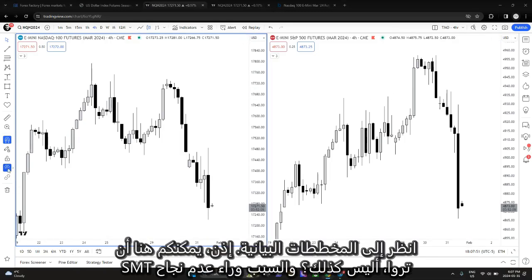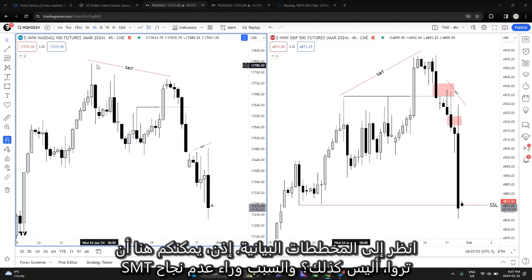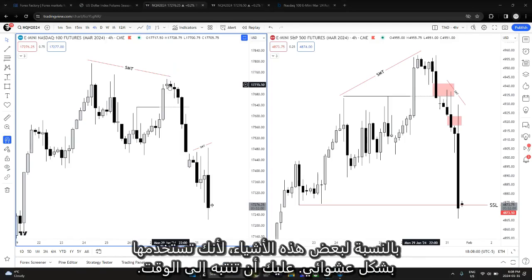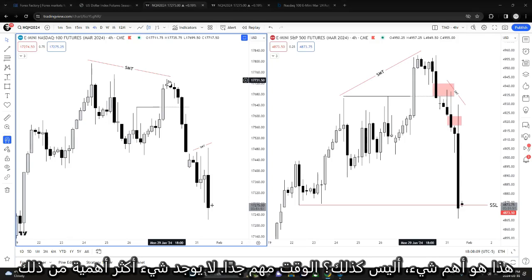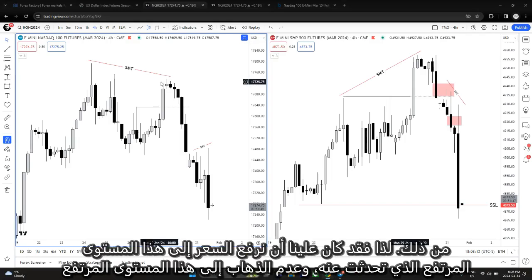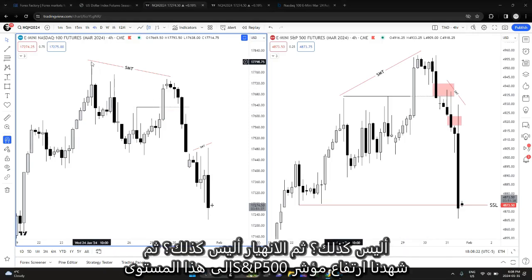So I'll put some lipstick on the charts. So right here, you guys can see, right? And the reason why SMT doesn't work for some of you is because you're just randomly using it. You have to be paying attention to time. That's the most important thing, right? Time is very important. There's nothing more important than that. So we had price take out this high, which I talked about, and not going to this high, right?